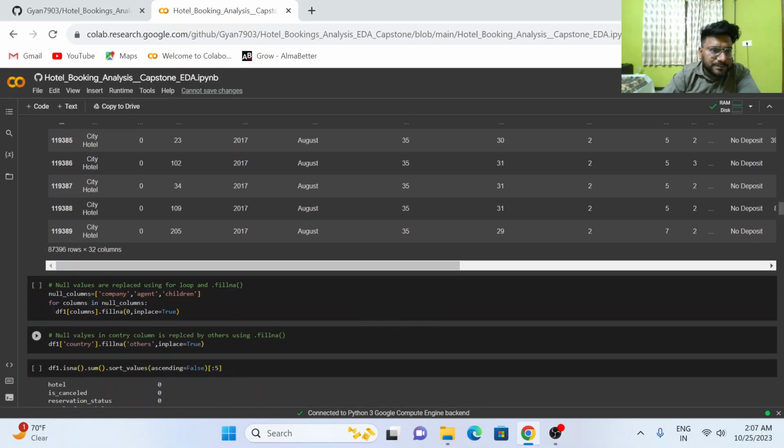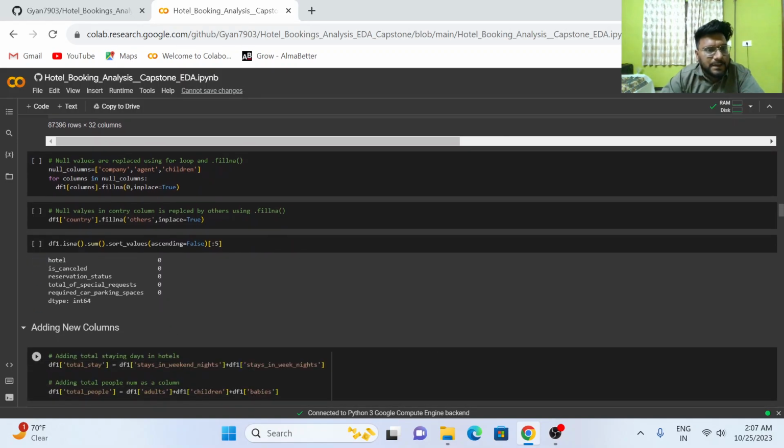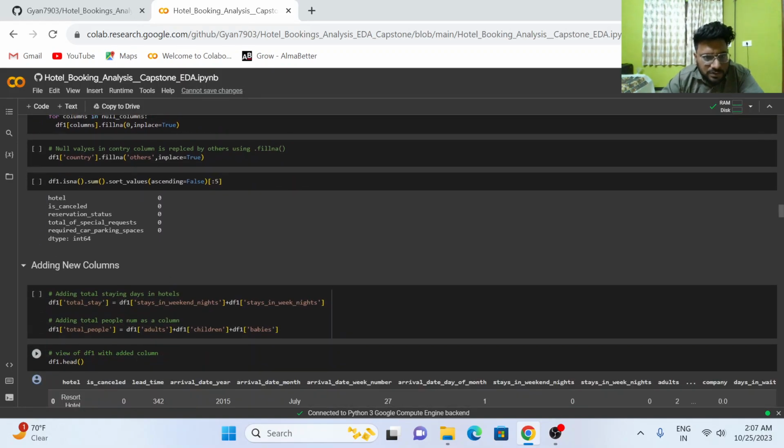And next one will be replacing null values. We will replace the null values, and after replacing all the null values, we can clearly see over here that if we check the null values here, all the null values are 0, right? And next one will be adding some columns also.